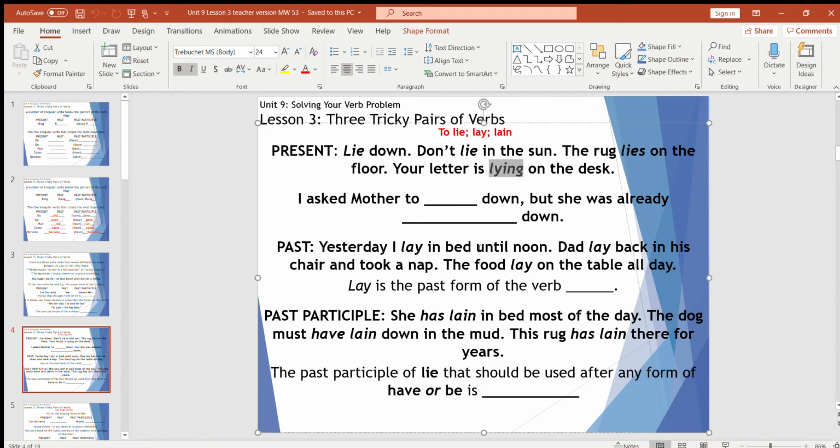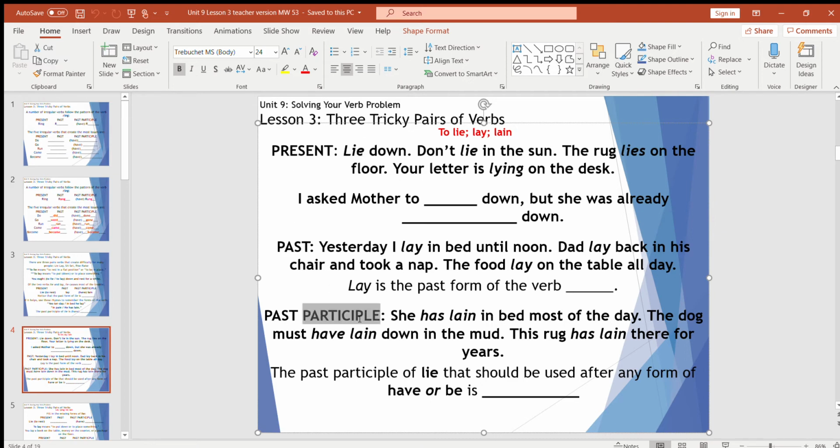Yesterday I lay in bed until noon. Dad lay back in his chair and took a nap. The food lay on the table all day. So we know lay is the past form of what verb? Of lie. We have present, then past.